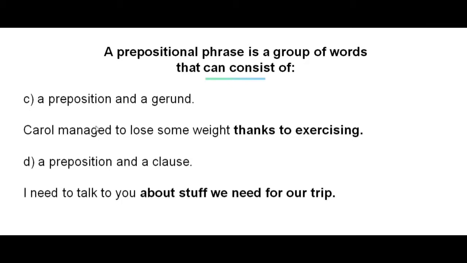C, a preposition and a gerund. For example, Carol managed to lose some weight thanks to exercising. "To exercising", gerund. D, a preposition and a clause. For example, I need to talk to you about stuff we need for our trip. Clause.